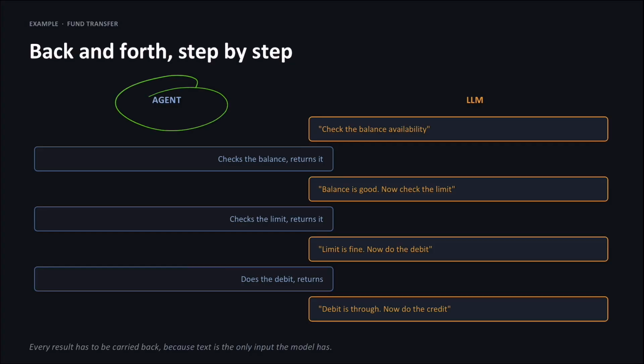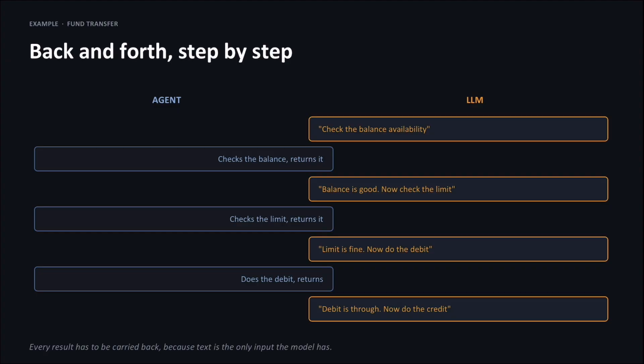So the agent gets a goal, right? It goes to the LLM and says, okay, I have a goal to do a fund transfer. LLM says, please check the balance and get back to me whether the account has sufficient balance or not. Okay, midway my pencil charging gave away, so I'm just starting it again.